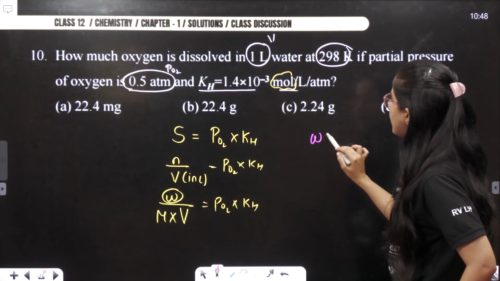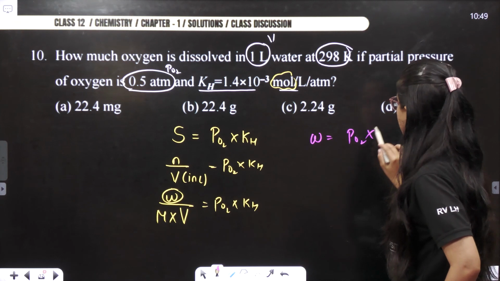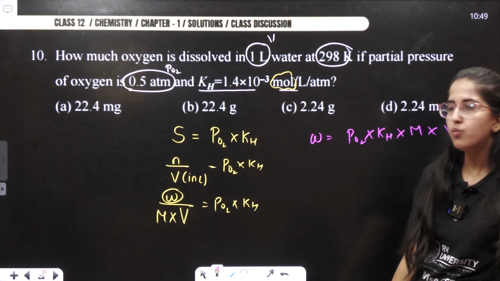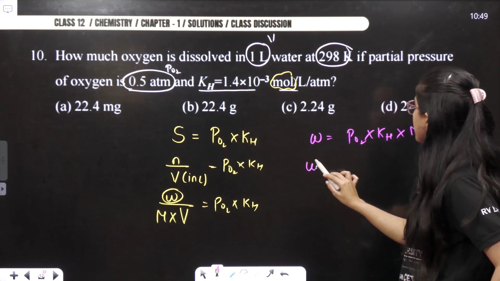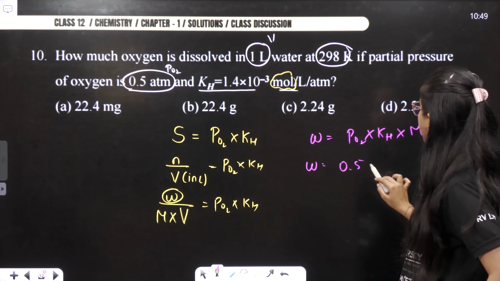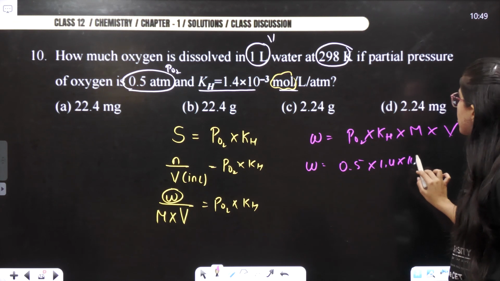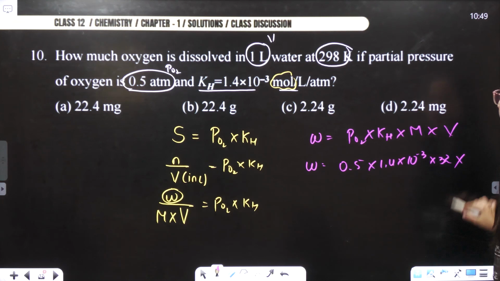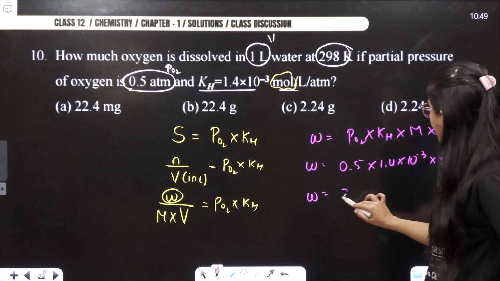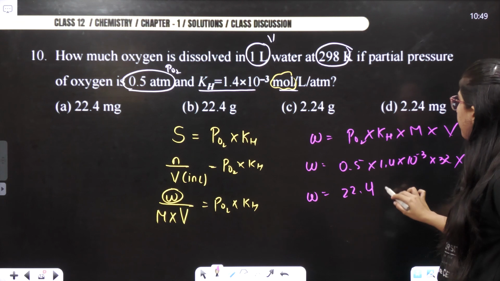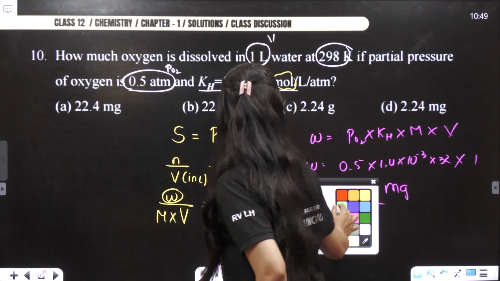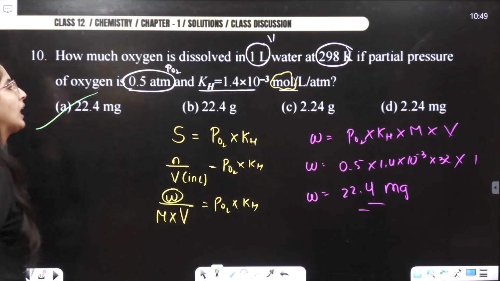So simply, weight will be equal to partial pressure of oxygen, value of KH, and molarity into your molecular mass into your volume. So it will be what? 0.5 into 1.4 into 10 raised to minus 3, 32, and the volume is 1 liter. So it will be just simply 1, and you will be getting how much? You will be getting 22.4 milligrams. So the correct option will be what? 22.4 milligrams is present in option number A.